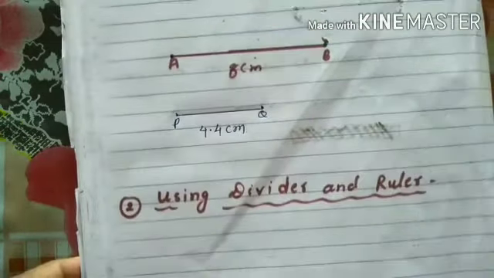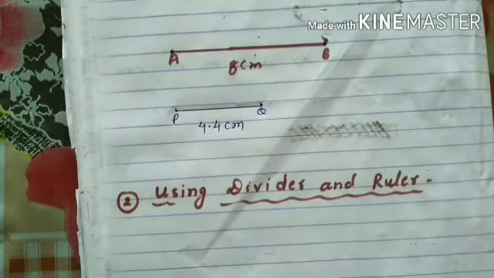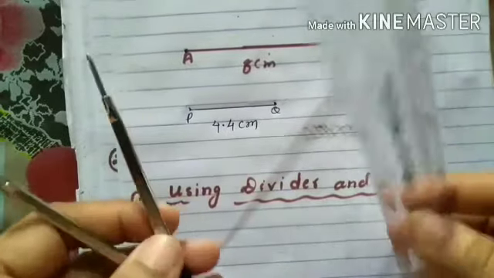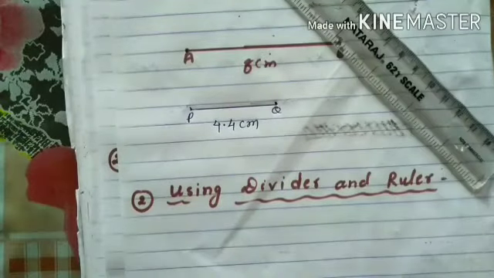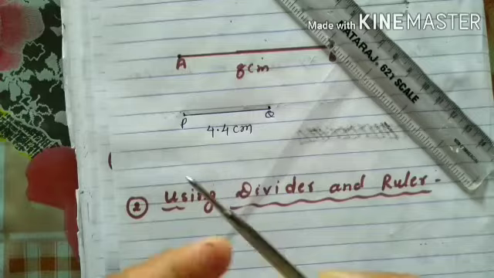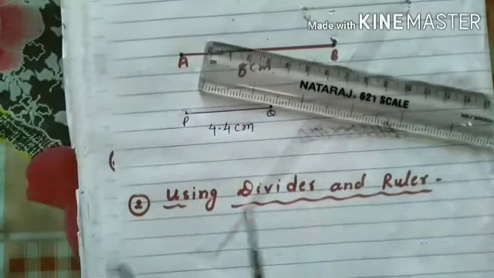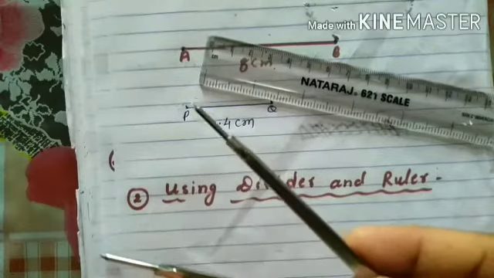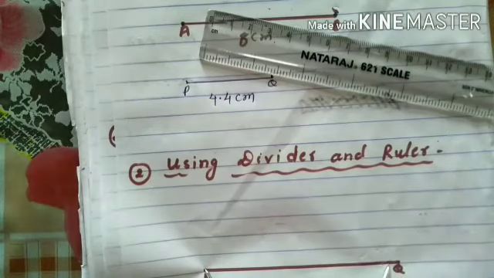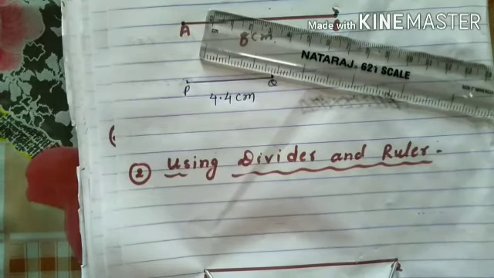Now next, using a divider and ruler. We can use a divider and ruler to measure the length of a line segment. So let us see how to measure. Now we need this divider as well as the ruler. Place the two pointed arms of the divider at the end points P and Q. Done? See?